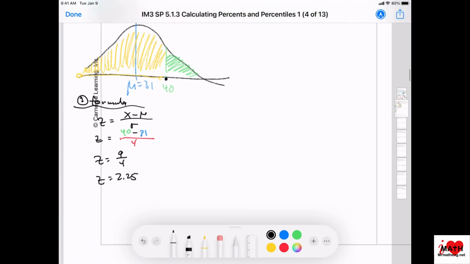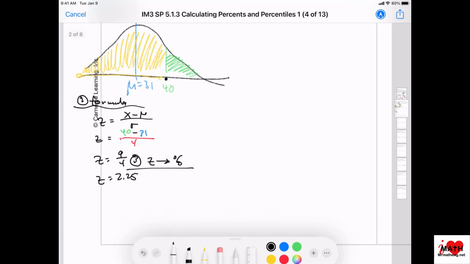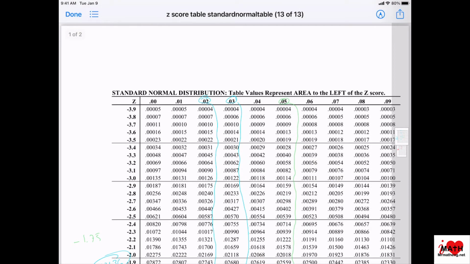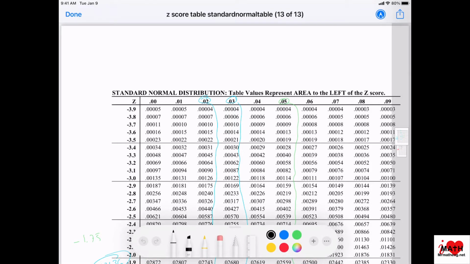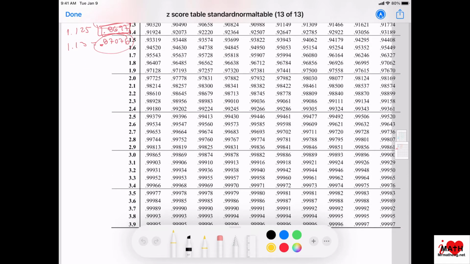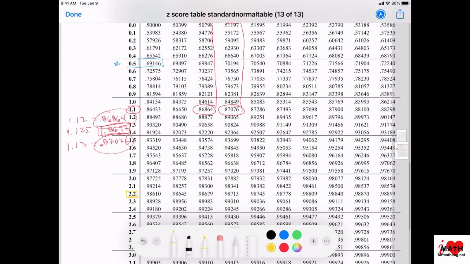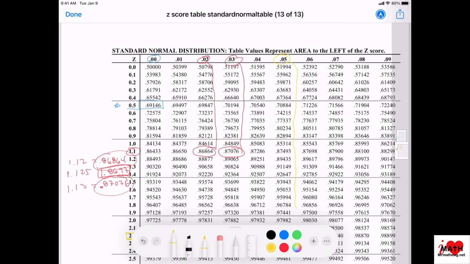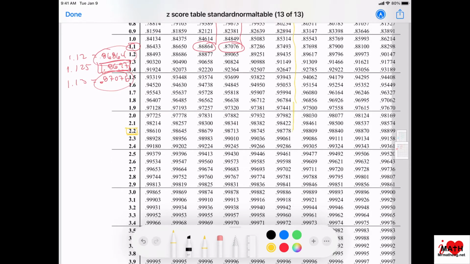Okay, this is now the step where we are basically looking from a z-score to a percentage, and I'm using the chart. So let's go ahead and look at the chart here. 2.25, let's pick a color hopefully we have not used, maybe yellow. Okay, so here is 2, and here is 5. 0.98778.